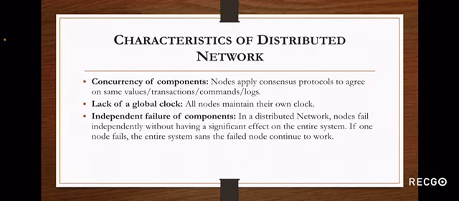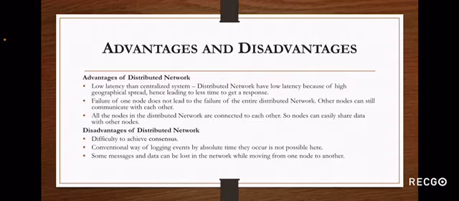Then characteristics of distributed network. Concurrency of components. Nodes apply consensus protocol to agree on the same value, transaction, comments, and logs. Lack of global clock. All the nodes maintain their own clock. Independent failure of components. In a distributed network, nodes fail independently without having a significant effect on the system. If one node fails, the entire system can still work.